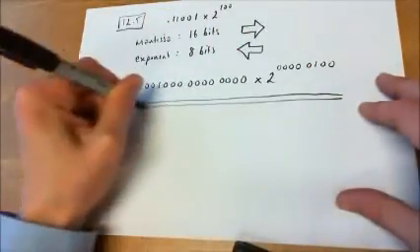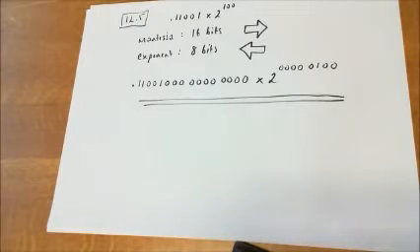And that is how we show floating point representation using a fixed number of bits for the mantissa and a fixed number of bits for the exponent.